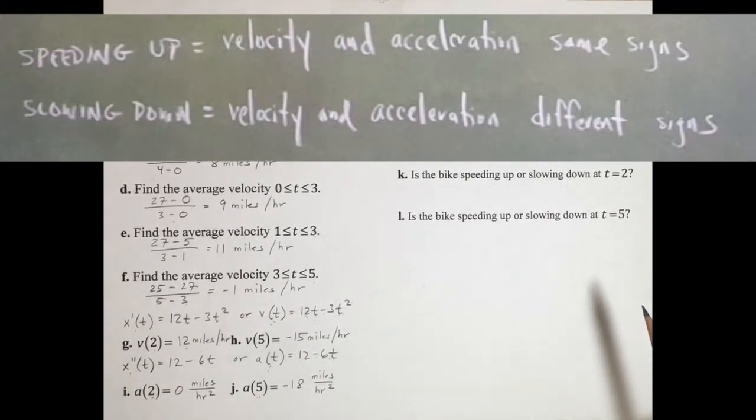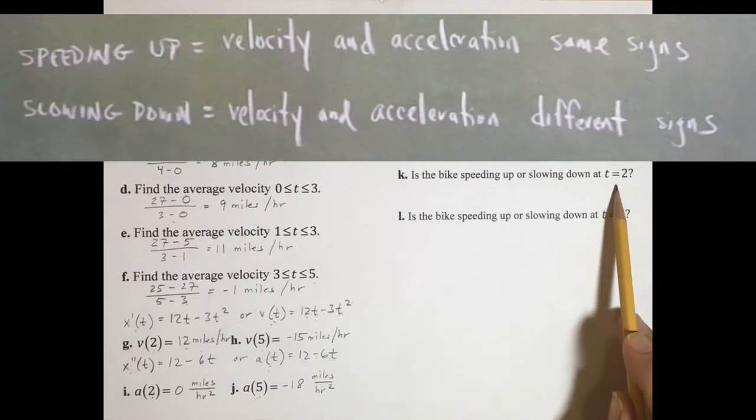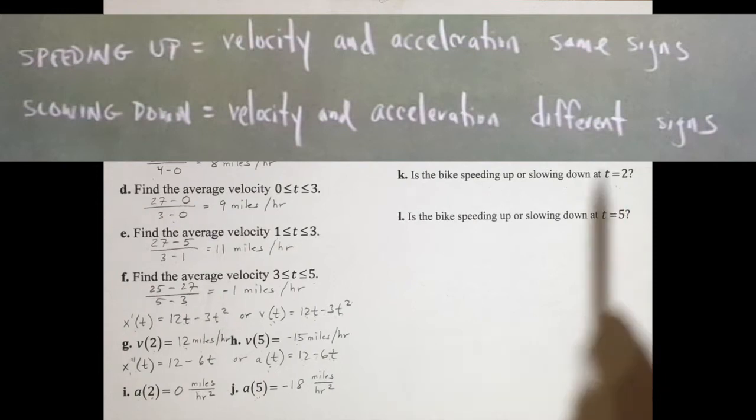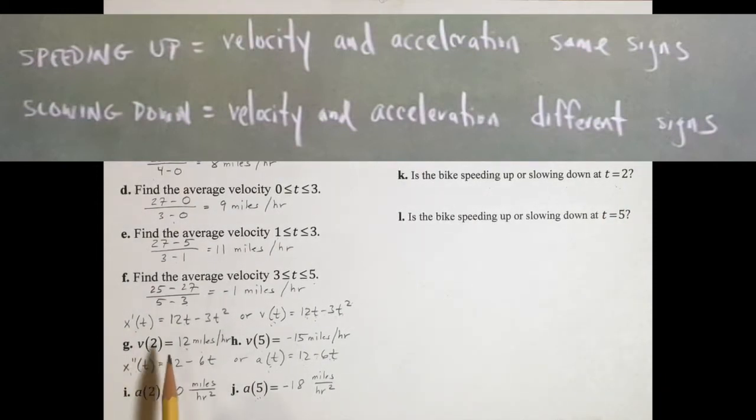To determine if it's speeding up or slowing down at time 2, we simply need to look at the velocity at time 2 and the acceleration at time 2. The velocity at time 2 is positive. The acceleration at time 2 is neither positive nor negative. The acceleration is 0. The bike is neither speeding up nor slowing down.